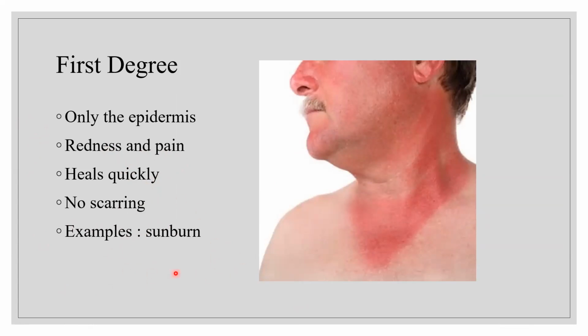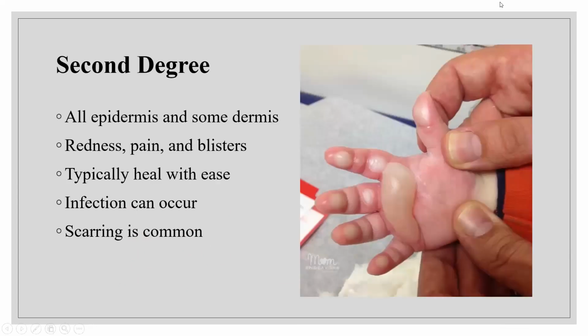The most common first degree burn is sunburn. And then you have second degree burn, involving the epidermis and some of the dermis. The dermal layer is affected. It causes redness, pain, and blisters. It typically heals with ease, but infection can occur. Scarring is possible.